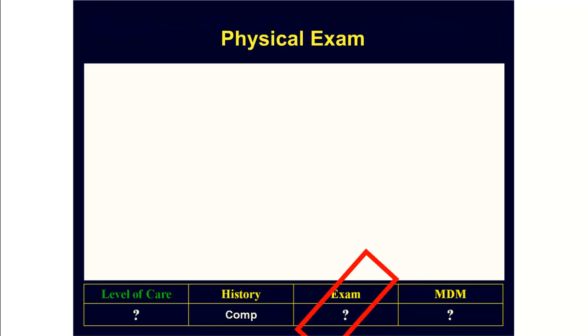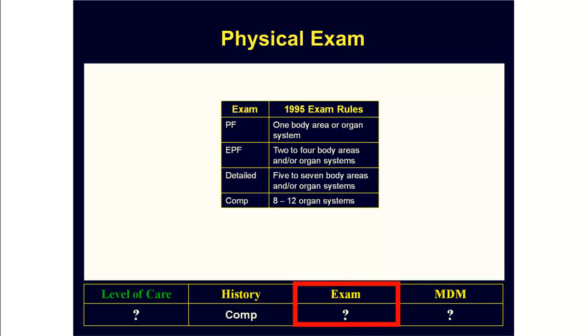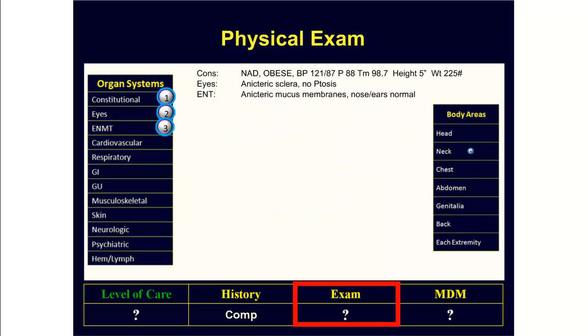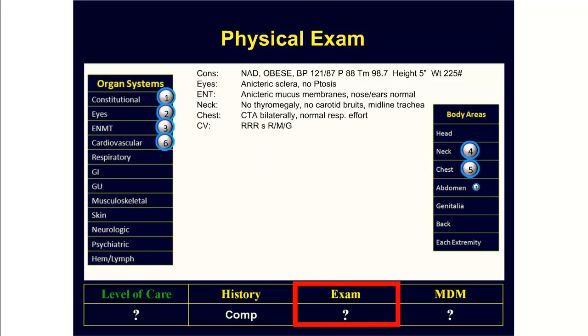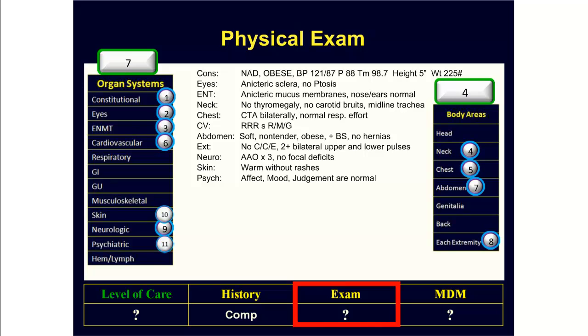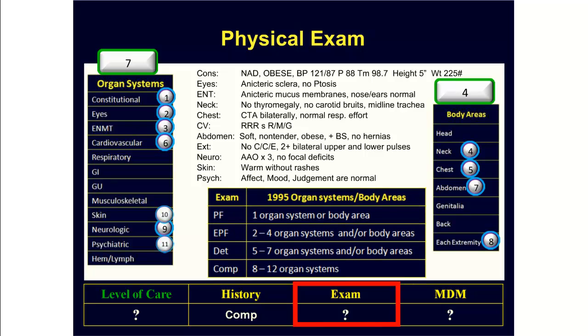Looking at the exam, the 1995 exam is based on the examination of organ systems and body areas. This physician has mixed and matched organ systems and body areas within the same physical exam. When you add it up, he has 4 body areas and 7 organ systems. This is where it gets a little dicey because we all know he's going for the comprehensive physical exam, but this level of exam can include only organ systems, not body areas.